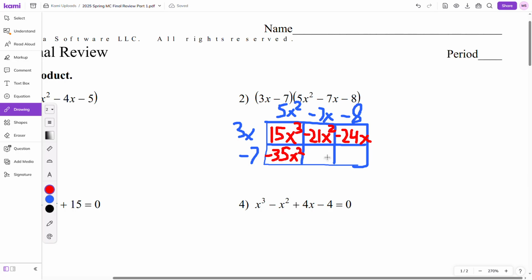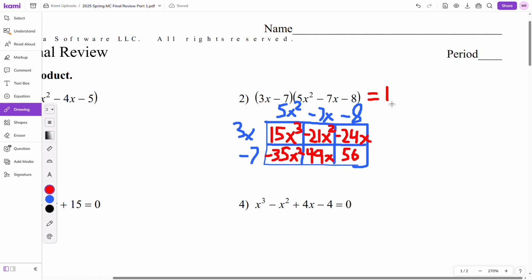Next here, minus times minus is positive, so I can leave that off. 7 times 7 is 49. And we have 1x, so we'll just leave that x there. And minus times minus is positive, and 8 times 7 is 56. And now we write this out.